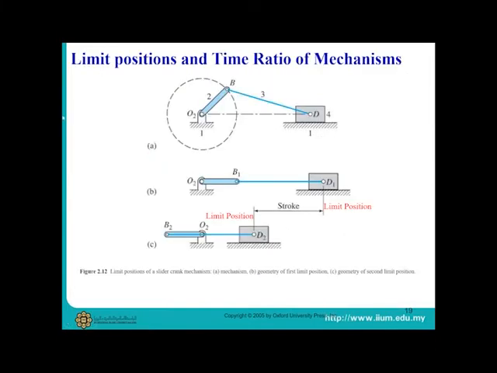Next, we are going to discuss limit positions. Limit positions are the maximum and minimum points a link can travel in a mechanism. For example, this slider in a slider crank mechanism has D1 and D2 as its limit positions. The distance between limit positions is the stroke.